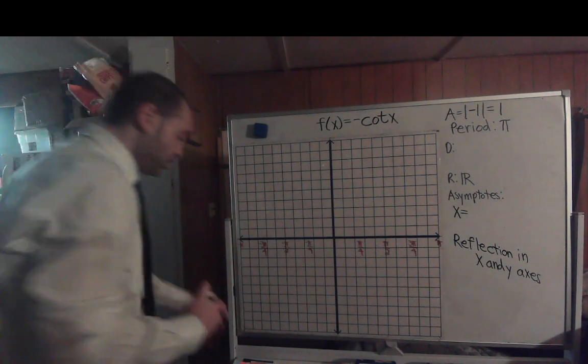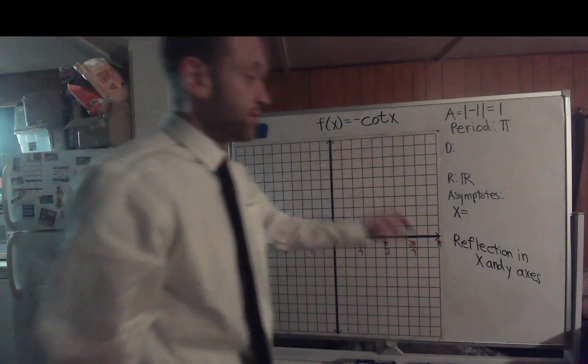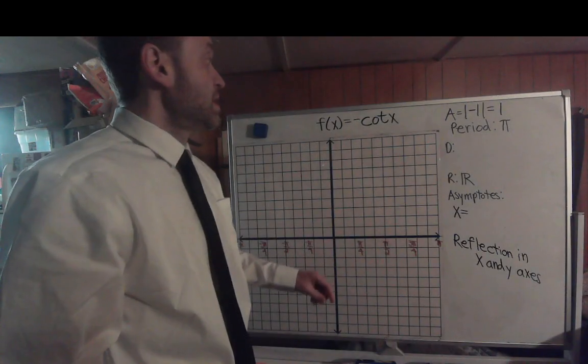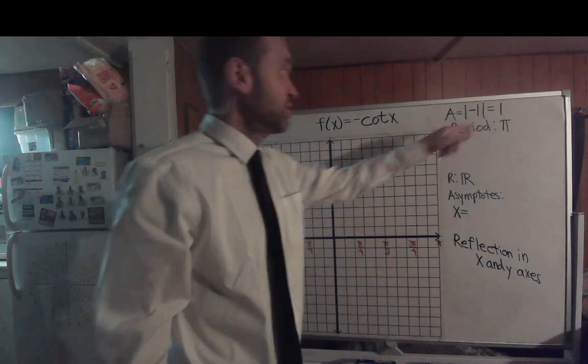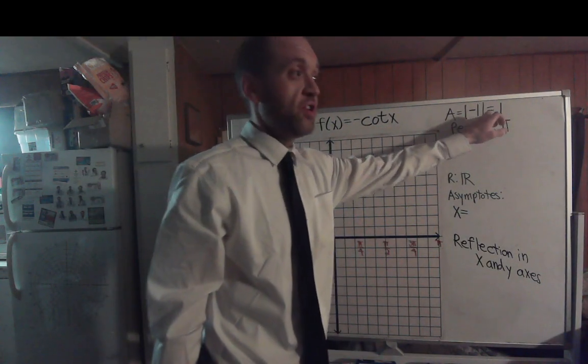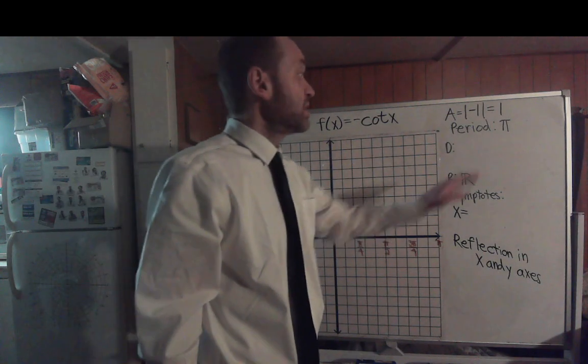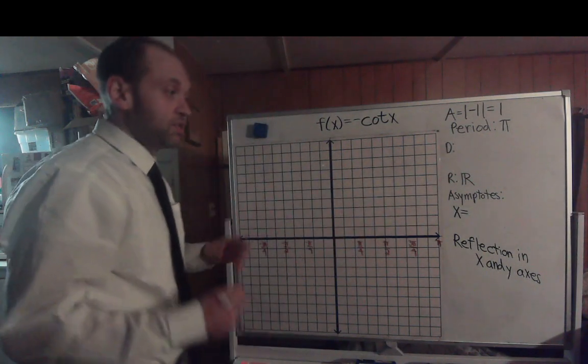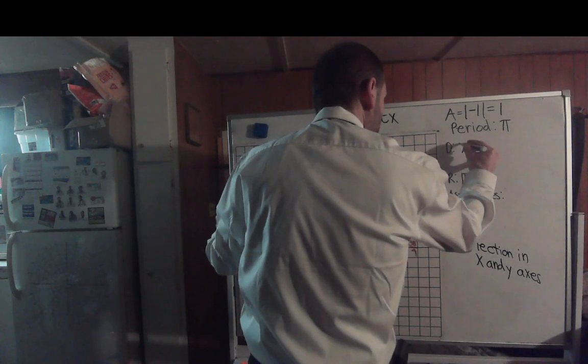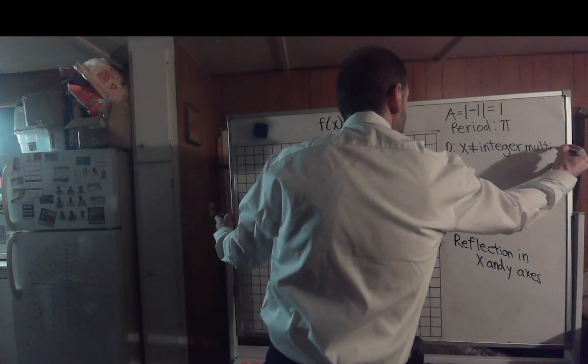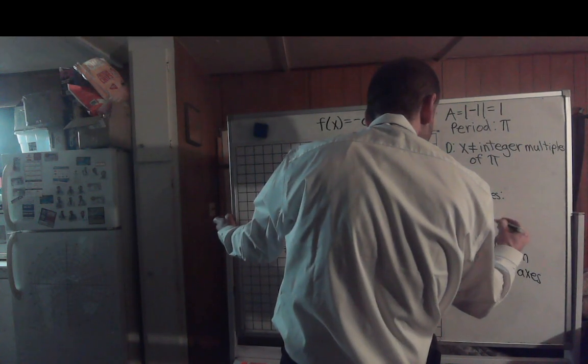So the negative of the cotangent of x still produces a reflection in the x and y axes. And your amplitude is going to be the absolute value of that coefficient of negative 1, just giving you an amplitude of 1. Your period is still pi. Now your domain is x not equal to those integer multiples of pi. Your domain hasn't changed, which would also produce vertical asymptotes at x equals those integer multiples of pi.